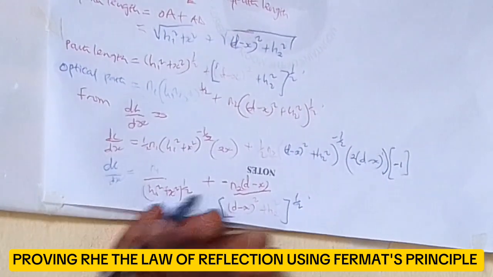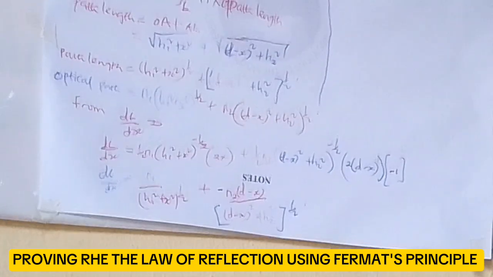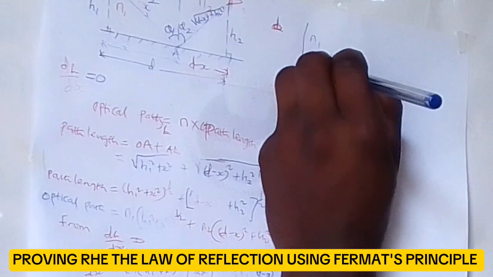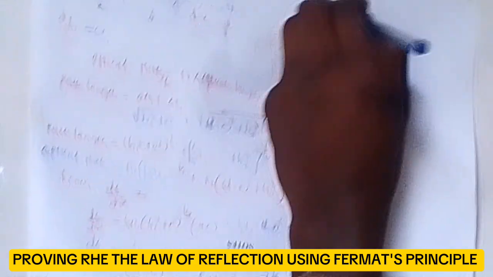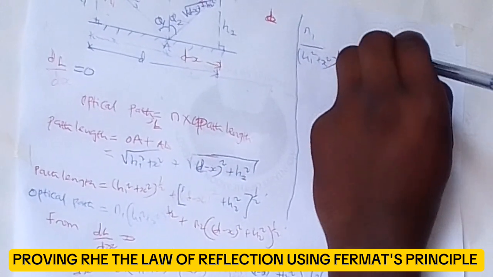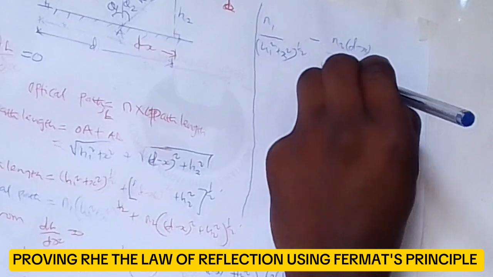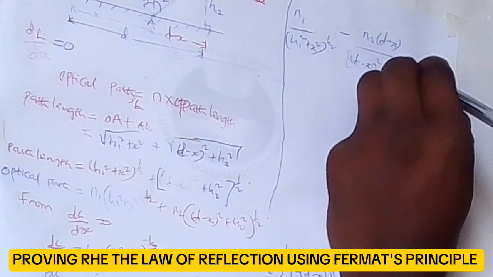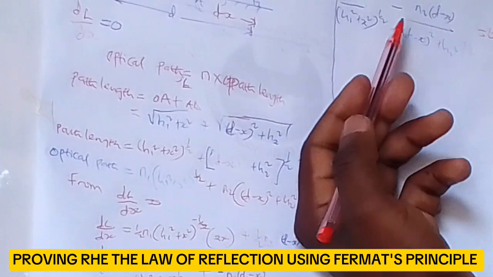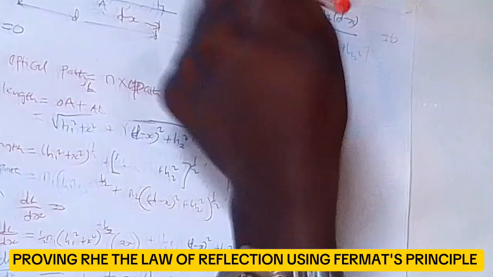So I'm equating this expression to 0. So dL/dx is 0. So when you come here, we shall have n1 over h1 squared plus x squared to the power half, minus n2 times d minus x over d minus x squared plus h2 squared to the power half. So the whole of this is equal to 0. When I put this on this side, of course this one will be equal to this.